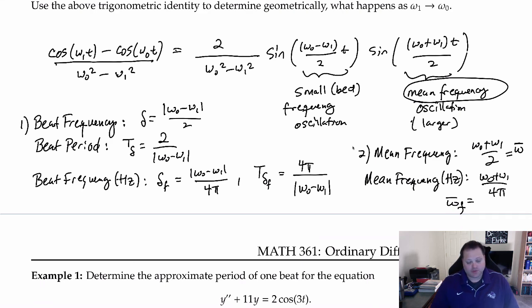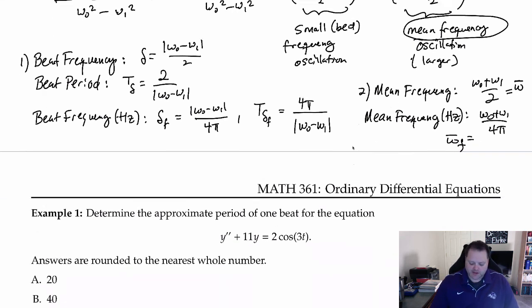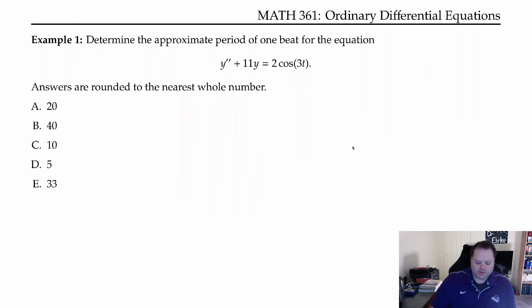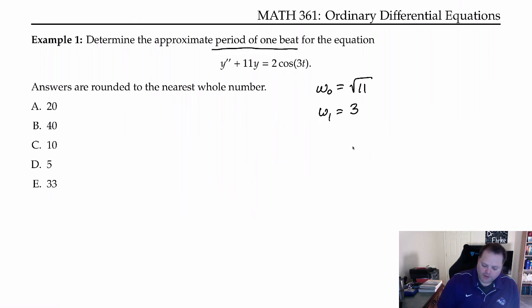I'll do a couple of examples with you to kind of show this off. So the first example is this. Determine the approximate period of 1 beat for this equation. So I'm looking at this equation, and omega naught is the square root of 11. Omega 1 is 3. So I'm looking for the period of 1 beat. So I usually do everything in terms of hertz. So I need the beat frequency first, right?